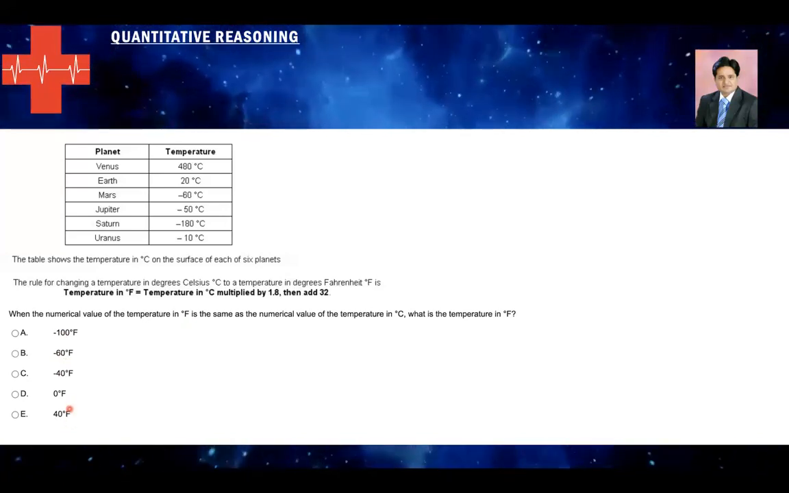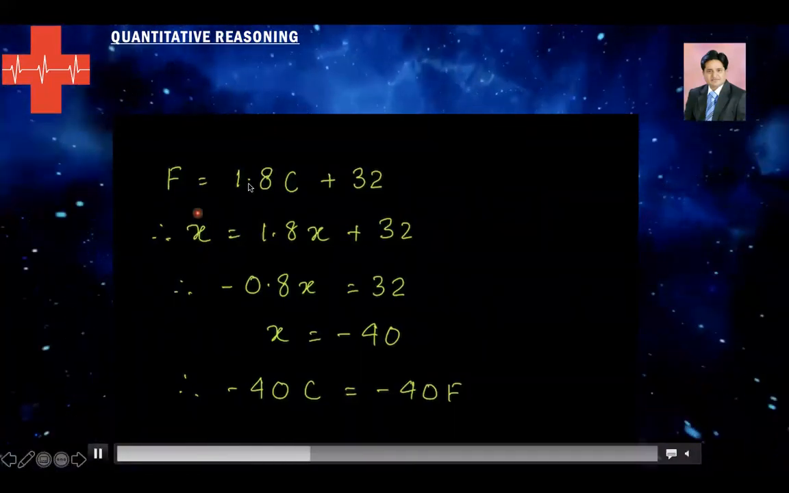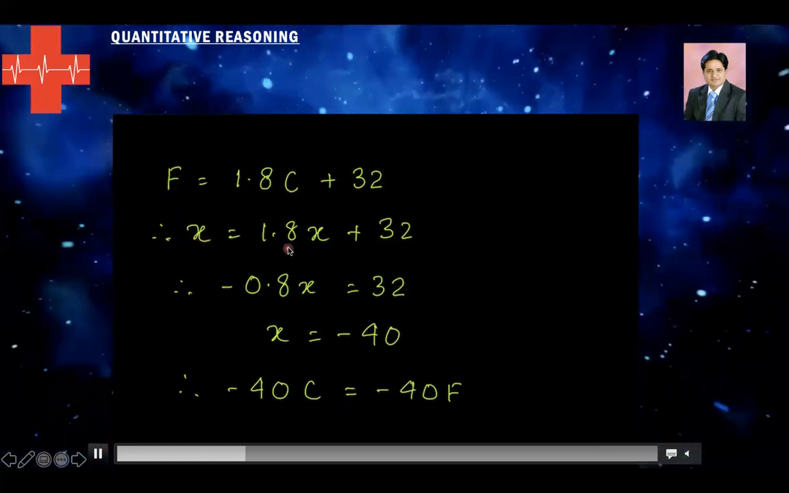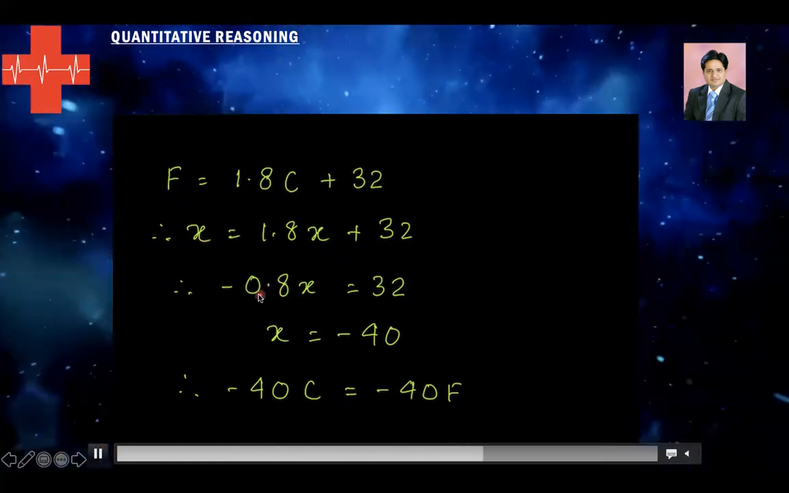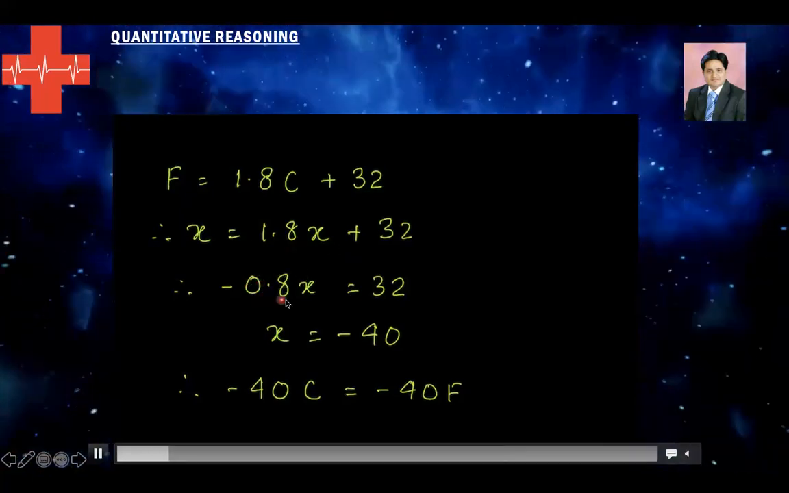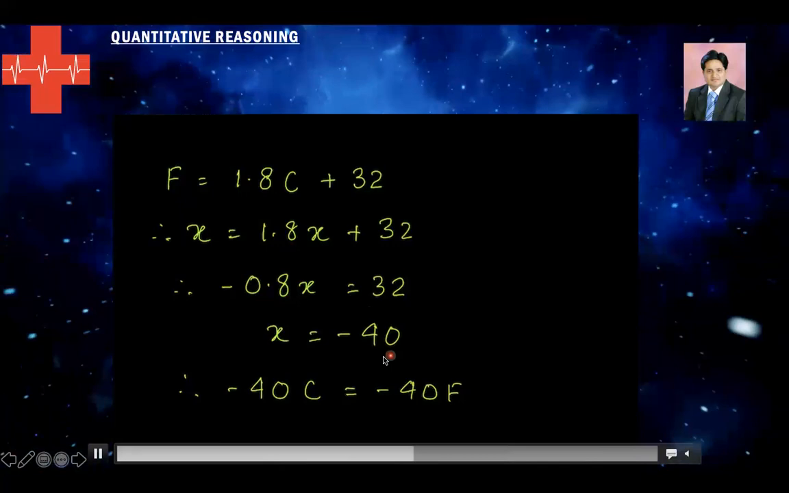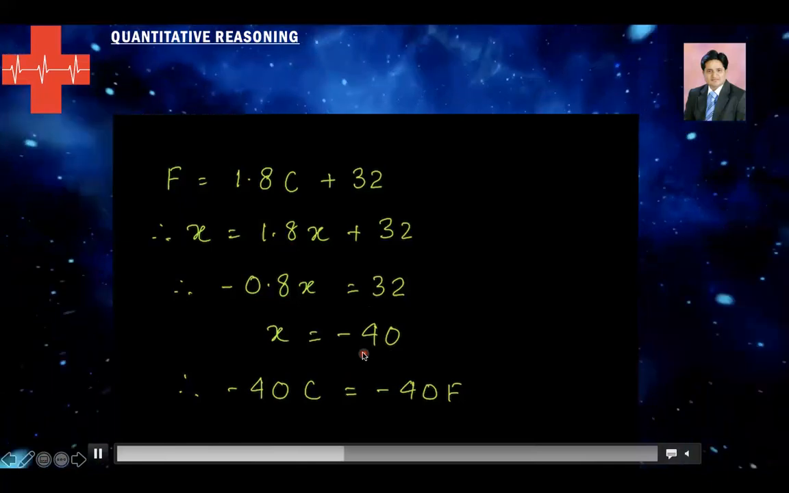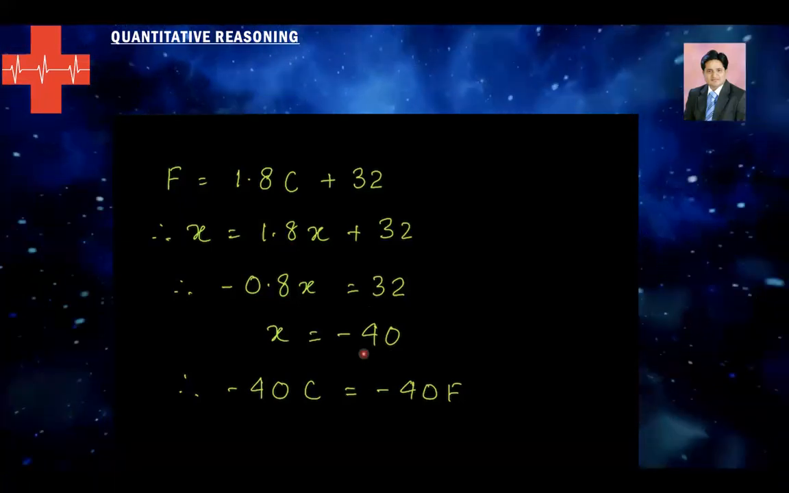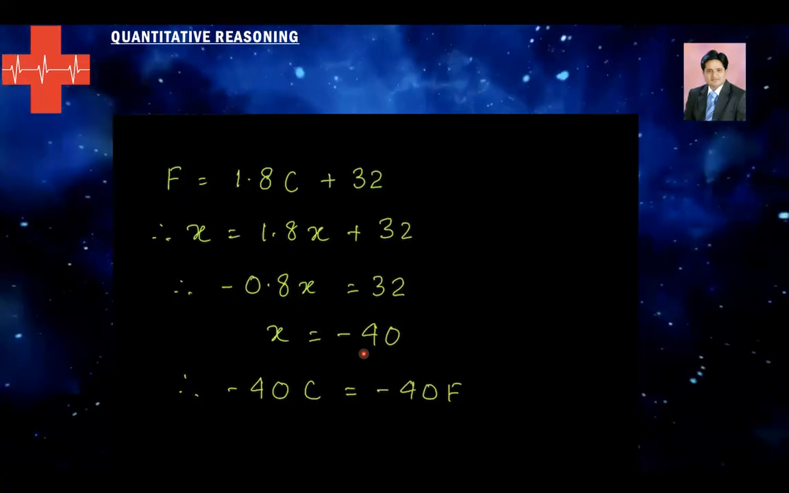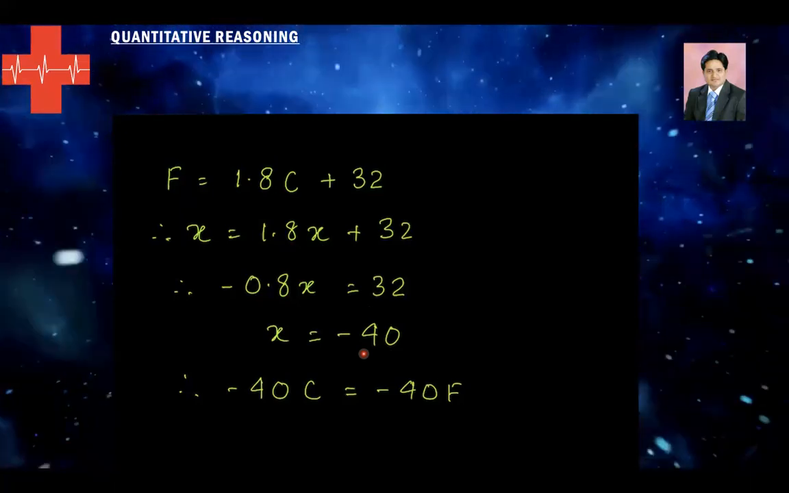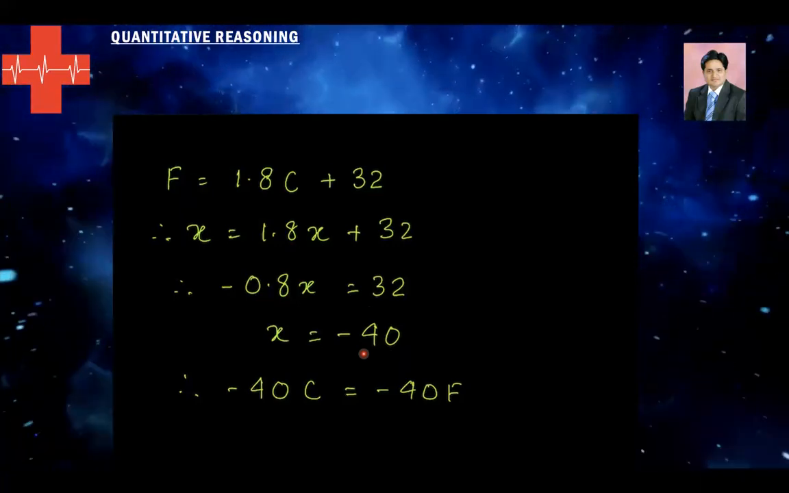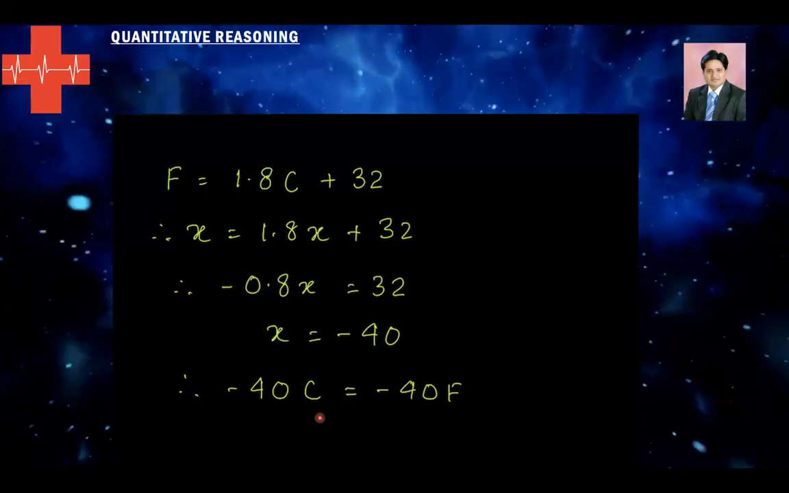So when you solve this question, what you can do is assume the Celsius to be X and Fahrenheit to be X because both are equal. So X is 1.8X plus 32. And then rearrange this, you get negative 0.8X is 32, so X is negative 40. So negative 40 degrees Celsius is the same as negative 40 Fahrenheit. This is an important thing to remember, that the point of intersection for Celsius and Fahrenheit is negative 40. It's a good idea to memorize this. This is the point of intersection of Celsius and Fahrenheit.